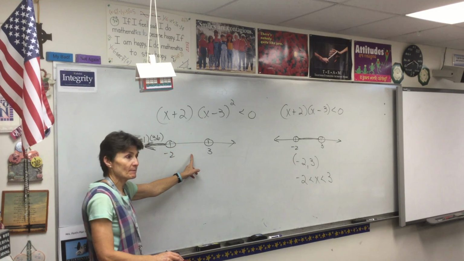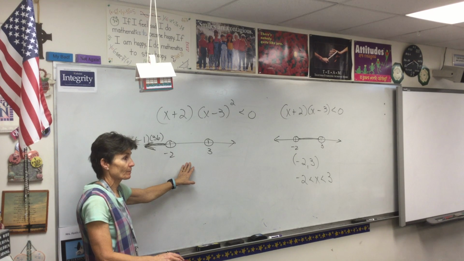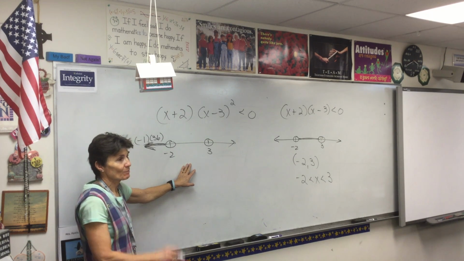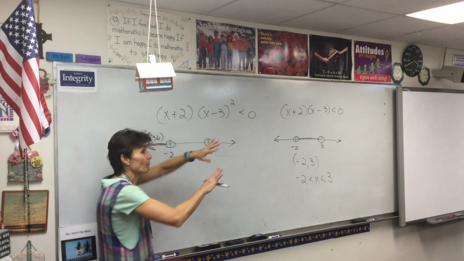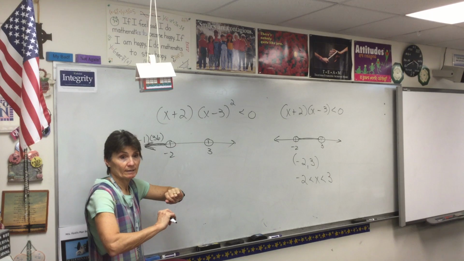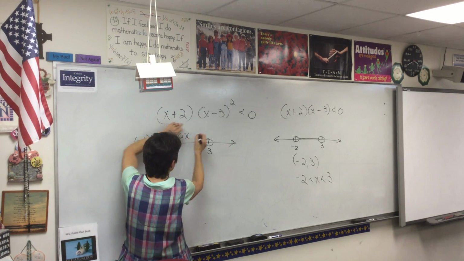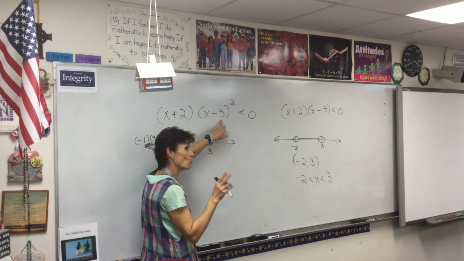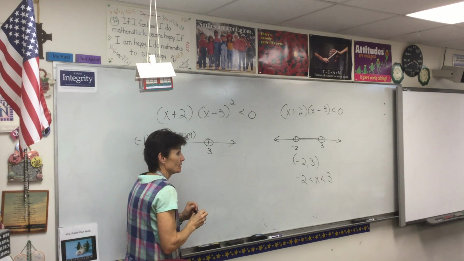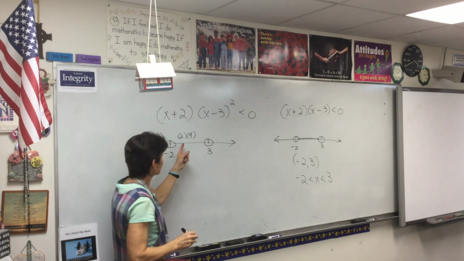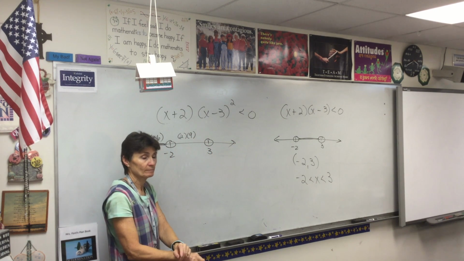All right, now, same thing here. Pick a number. What's a number between negative 2 and 3? Negative 1? I like 0. Can we pick 0? 0 is easier. I'm going to pick 0. So any number will work though. If you want to use negative 1, go ahead. I'm going to use 0. So 0 would give me 2 times negative 3 squared, which is 9. Now that's 18. Is 18 less than 0? No. So I don't shade that section.